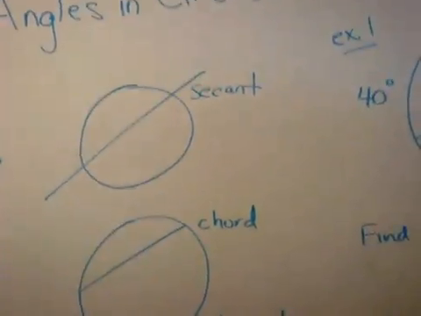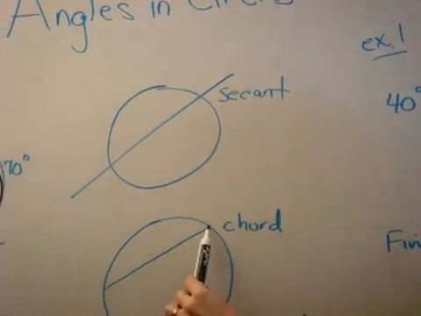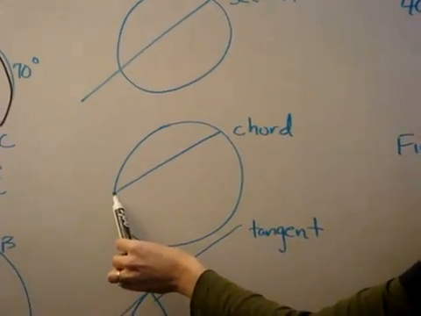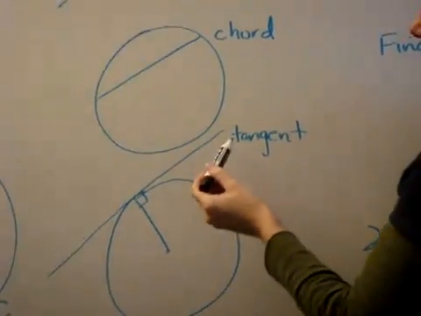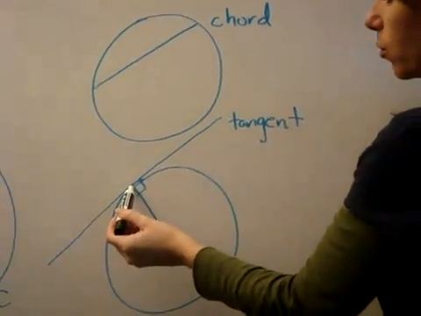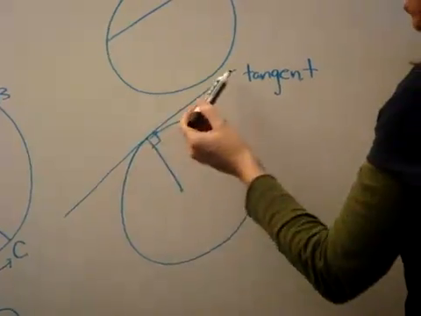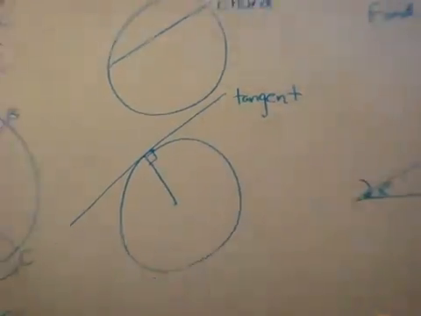And a couple more things. If a line cuts through a circle at any point, it's called a secant. If it goes from one point in the circle to the other point without going the whole way through, just stopping, it's called a chord. And if the line touches the circle at one point, which would be perpendicular to the line coming out of the center circle, this line is called a tangent. So just a couple definitions.